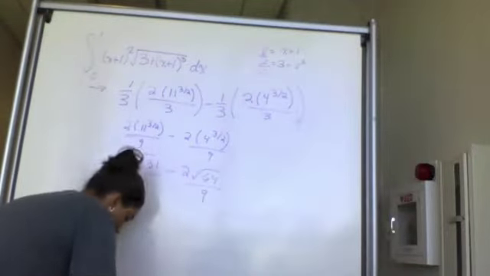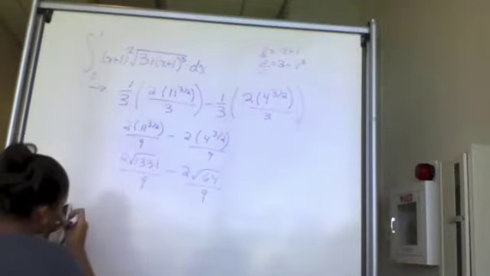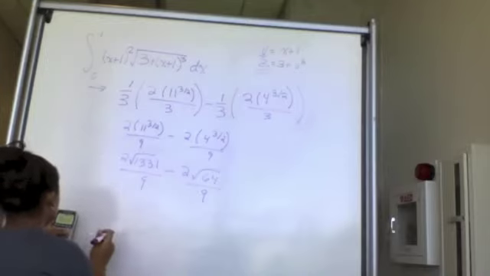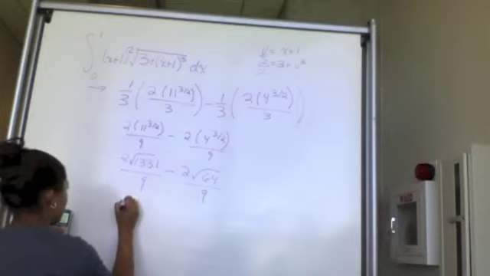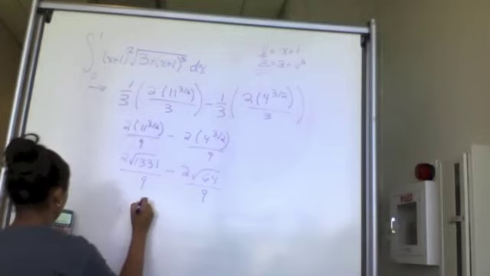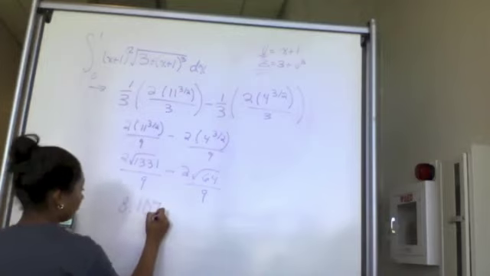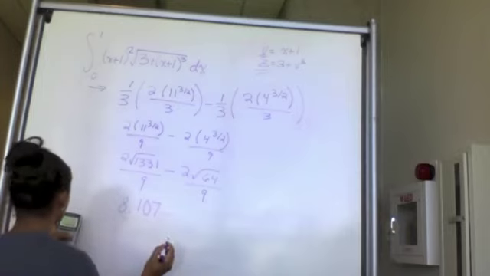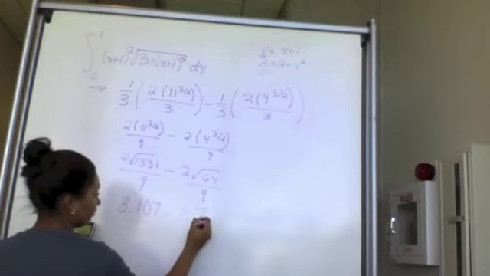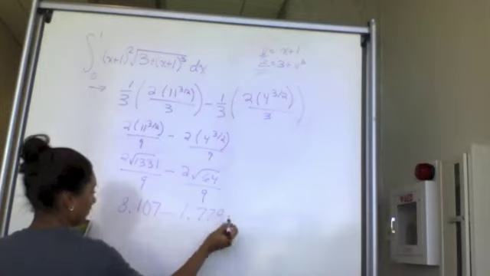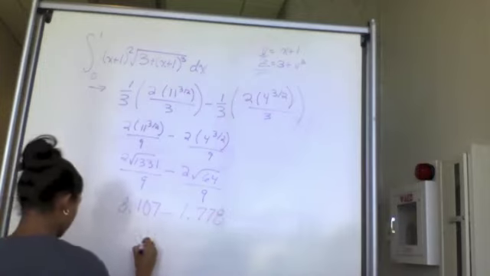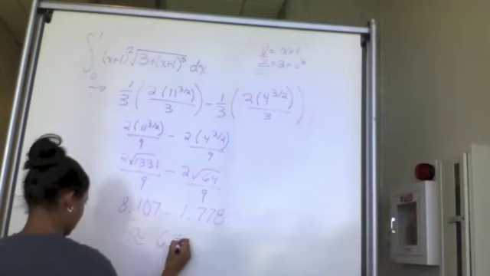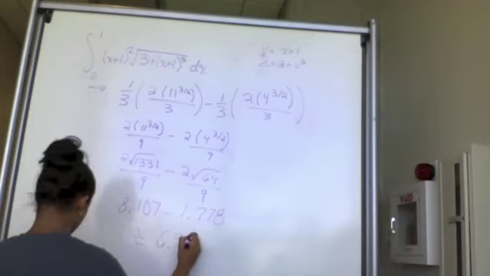And because I did not do this in radical form, I have it in decimals, and this first term ends up being around 8.107 minus 1.7 repeating, and these two decimals give you the answer of approximately 6.329.